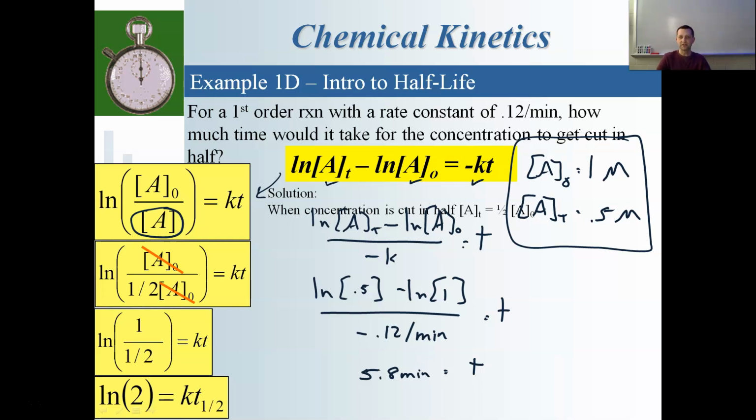So this is really interesting because all first order reactions are going to work the same way in terms of half-life. All right. Try a couple different numbers. Like I could have made this, if I wanted to, instead of 1 and 0.5, I could have said 20 molar to start with, and then 10 molar, because it's still cutting my concentration in half. And in my equation here, if I did natural log of 10 minus natural log of 20, I'm still going to get 5.8 minutes as my answer.